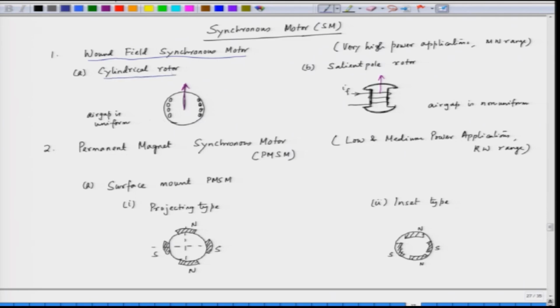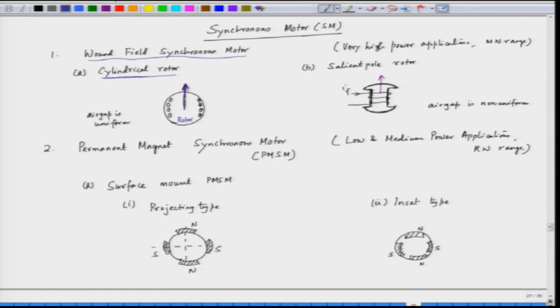in which the air gap is uniform. So, we have the flux produced by the rotor. So, this is the rotor. The windings are placed on the rotor and the air gap is uniform, because the stator is surrounding the rotor, which is just a cylinder, and hence this is called a cylindrical rotor synchronous motor.